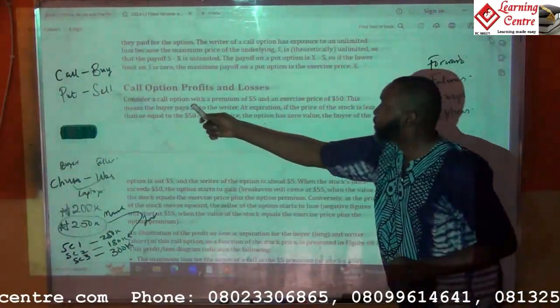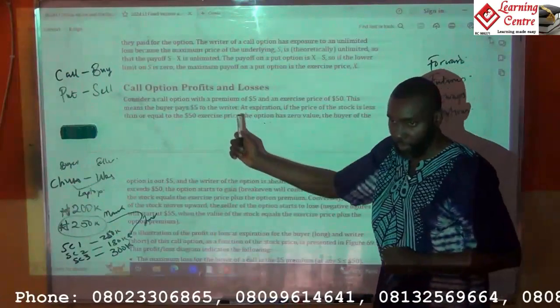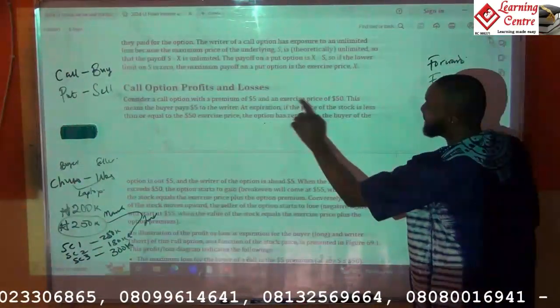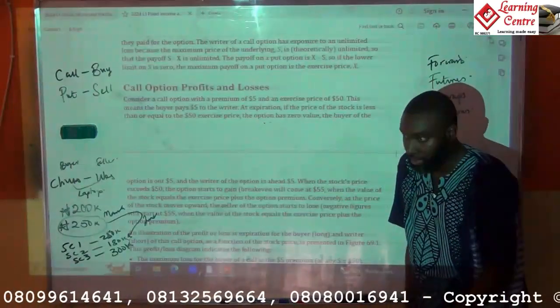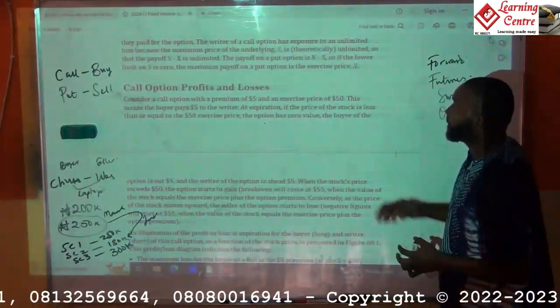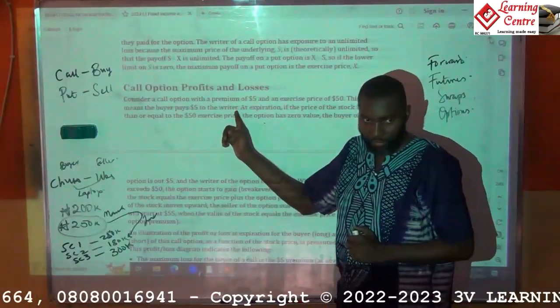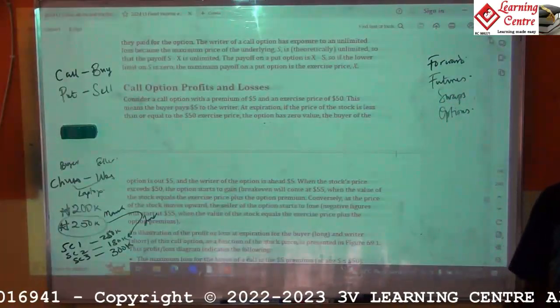Right? So this is the cost of that option. That's what we call the option premium. Consider a call with a premium of $5 and the exercise price is $50. Exercise price is the price we have agreed today. So this $50 is our 250k. Right? Now, this means the buyer pays $5 to the writer. The writer is the writer of the option, the person that is giving me that option.